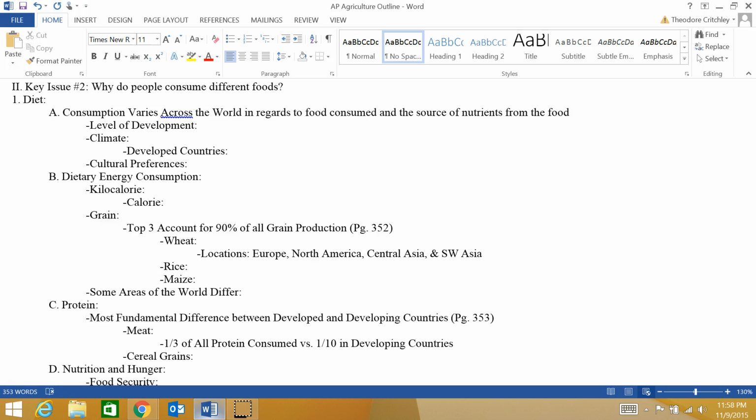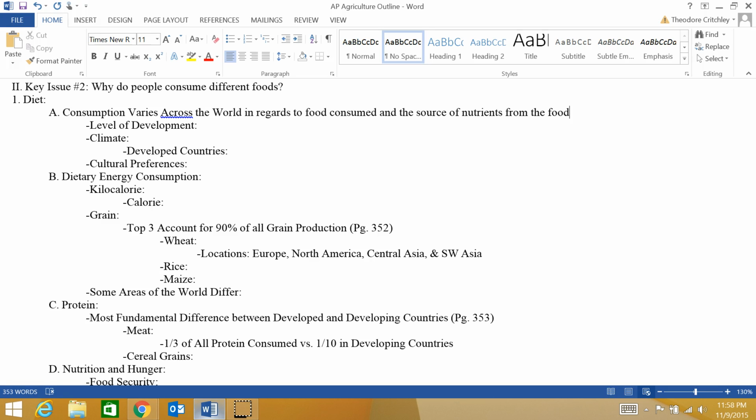When we talk about diet, okay, basic fact of the matter is everyone in the world consumes food. But where it varies is in consumption, you guys. In regards to what types of food is being consumed and the source of nutrients from that food, how much nutrients you receive on a daily basis, all those things are different. Everyone in this world consumes food in some way, shape, or form.